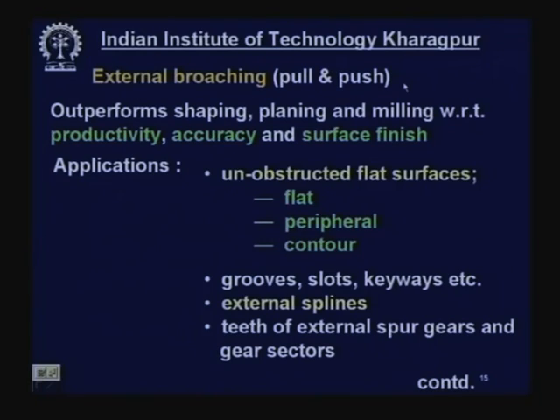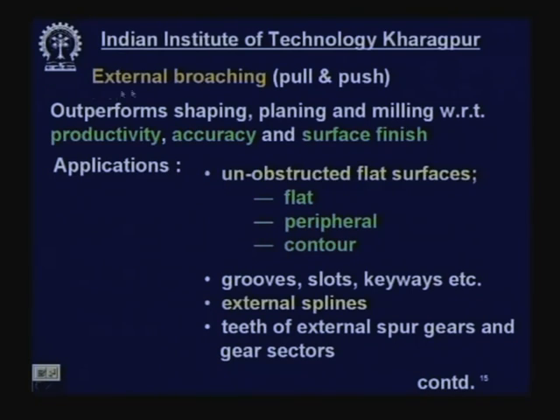Now, external broaches. Previously we saw these internal broaches, now external broaches. These external broaches do really surfacing. It is very similar to shaping, planing, milling work, but this broaching outperforms shaping, planing and milling with respect to productivity. It works very fast. In one stroke it does the whole work, with accuracy and surface finish. So, in all respects it is better than planing, milling and shaping.